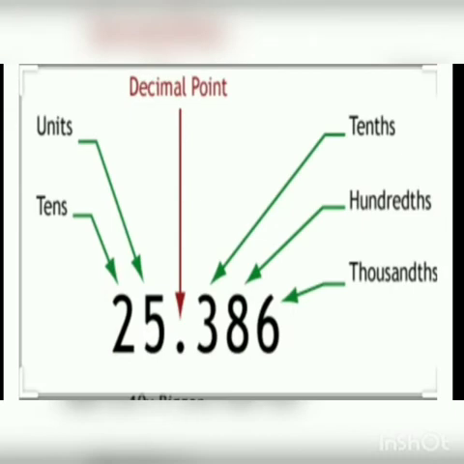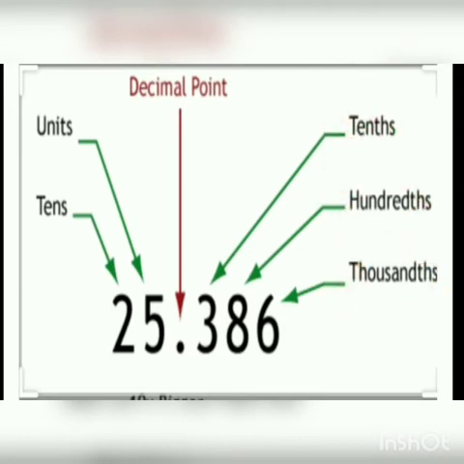One more example. Here how will we read the number? 25.386. So we are looking at the place value. This is the unit place. This is the tens place. Now the decimal point comes. The first position goes for tenths, the second position comes for hundredths, the third position thousandths. See here, after the decimal point we don't have a unit place. We have a unit place only here. So the first place after the decimal point is tenths. Then comes hundredths. Then comes thousandths.